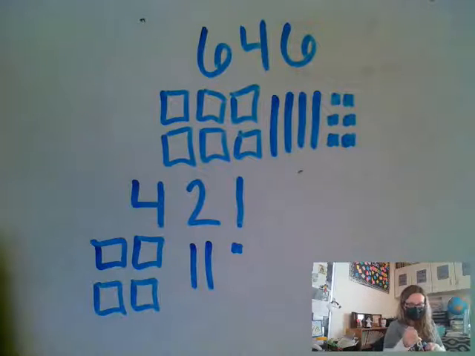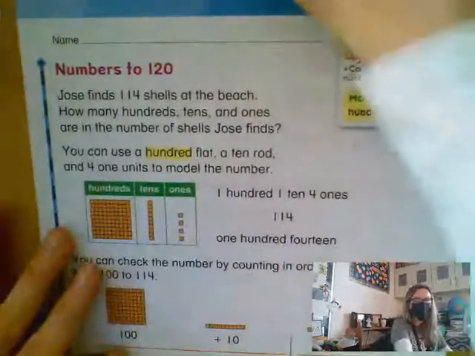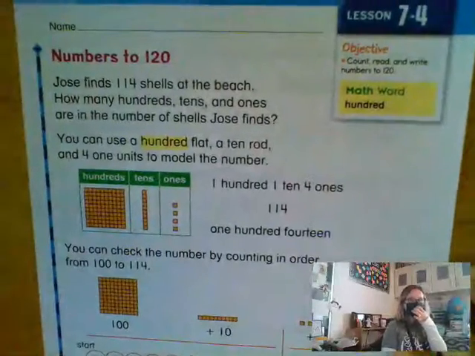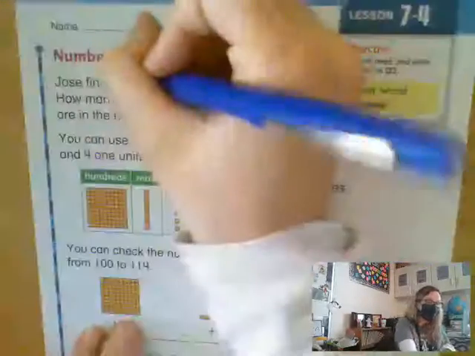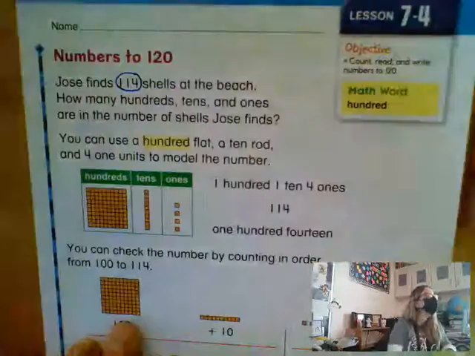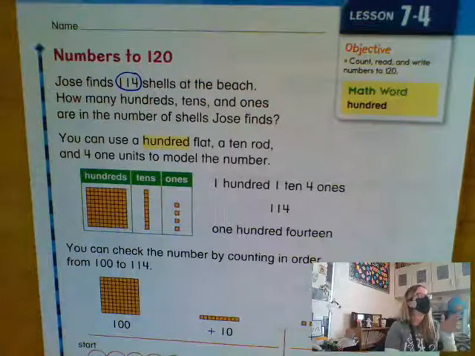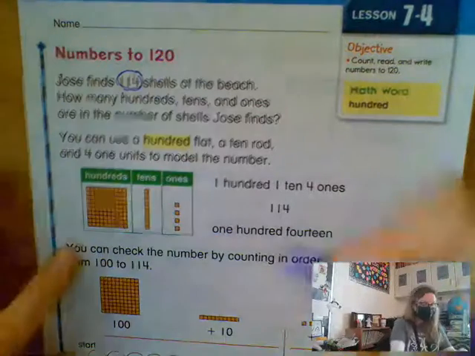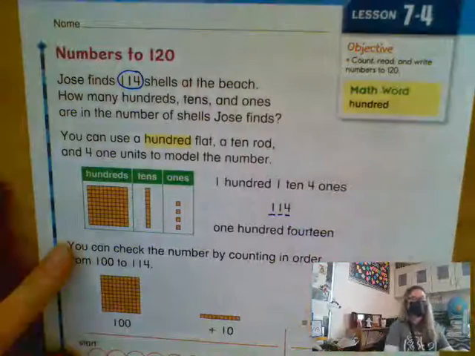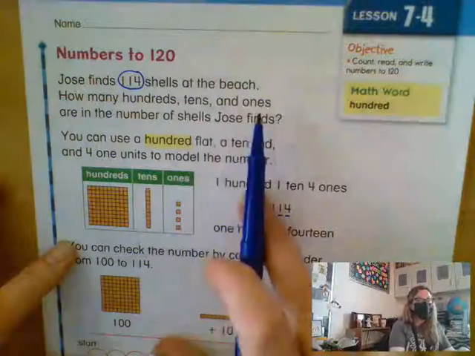So now, if I put away my handy-dandy whiteboard, and I look at our page for today, it says numbers to 120. So Jose finds 114 shells at the beach. Circle 114. We call that a 3-digit number. Why is it a 3-digit number, Mateo? Because it has 1, 2, 3 digits. You got it.